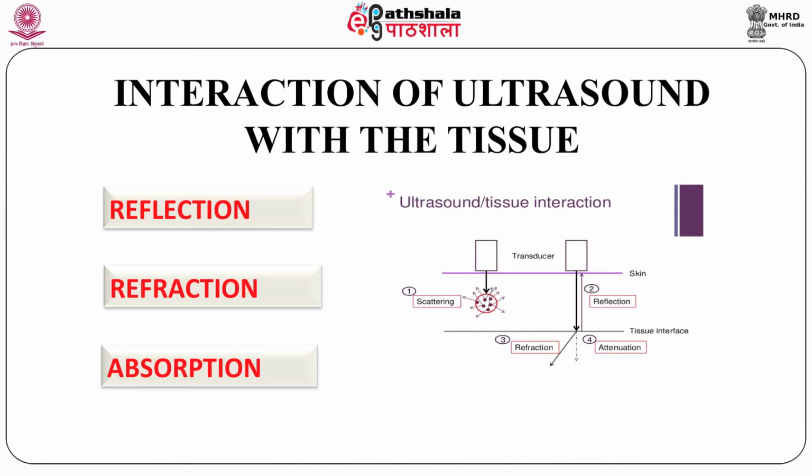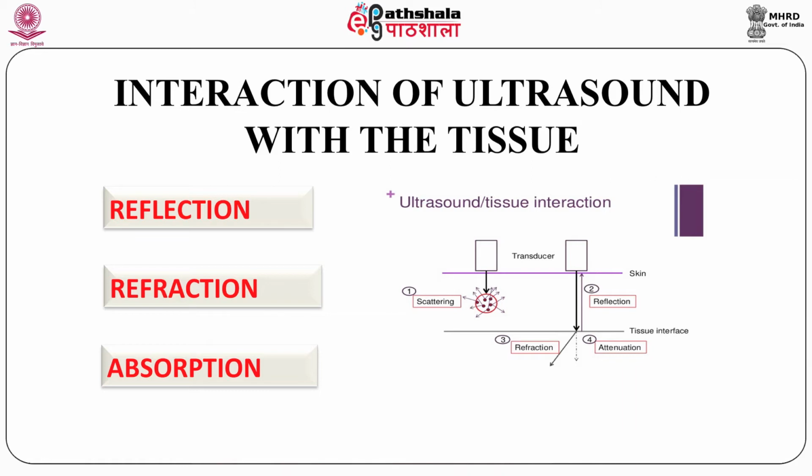It depends on the tissue acoustic impedance and the beam angle of incidence. The acoustic impedance is the product of density and velocity of the sound wave. In a particular medium the velocity is the same, and therefore it largely depends on the density of the material.